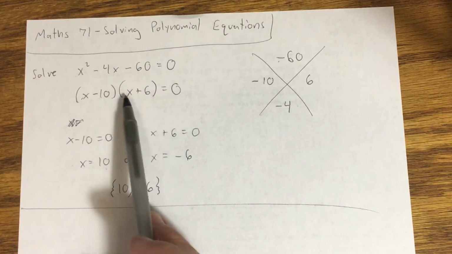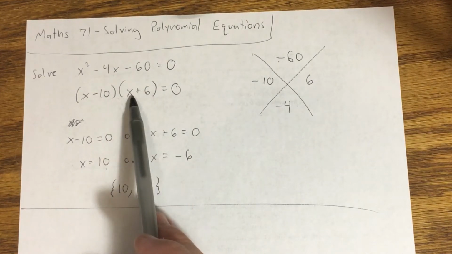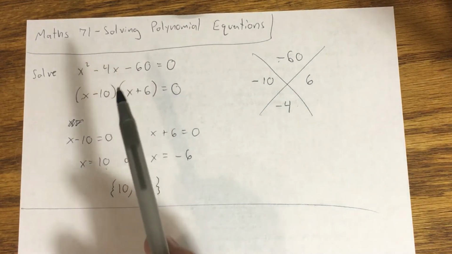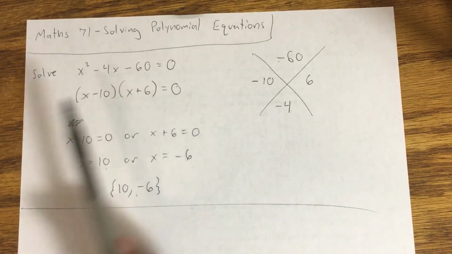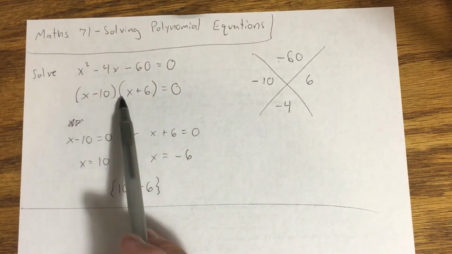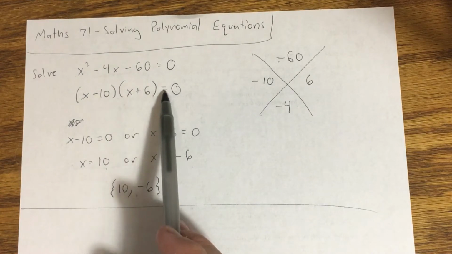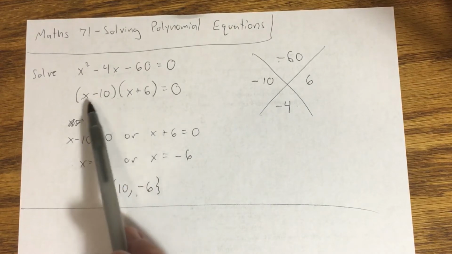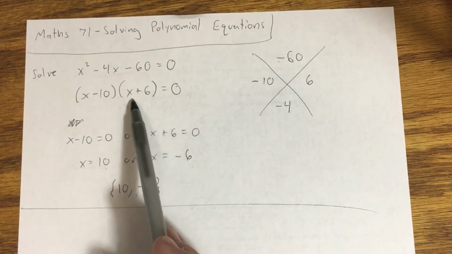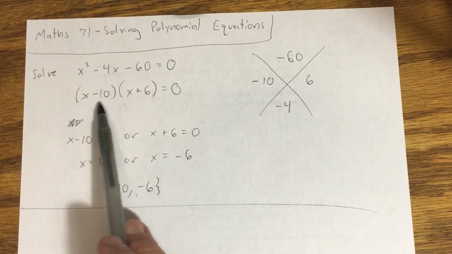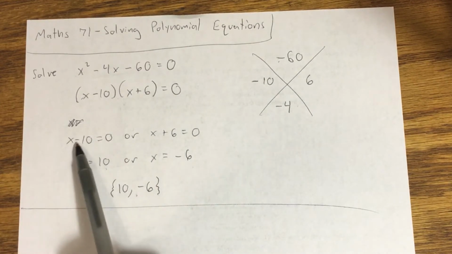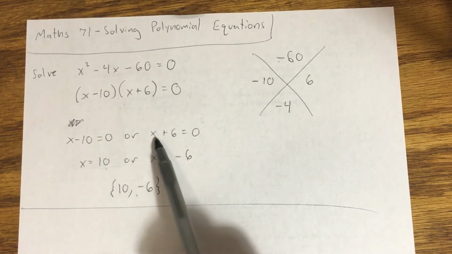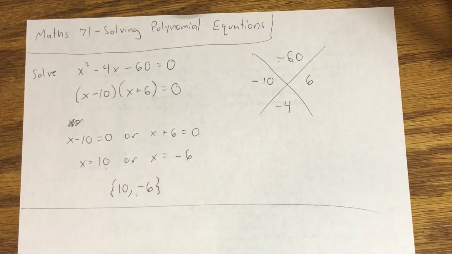Now, there's a key thing about the way this is represented here. I have a product of two factors on the left-hand side, and I have a 0 on the right-hand side. That allows us to use the zero product property, which says if I have a product of two things and that product is equal to 0, then that must mean that either one of those was equal to 0. Either x minus 10 was equal to 0 or x plus 6 was equal to 0. That's the only way that a product can come out to 0. So we think about what x would be in either case. If x minus 10 equals 0, then x is equal to 10. If x plus 6 equals 0, then x is equal to negative 6.